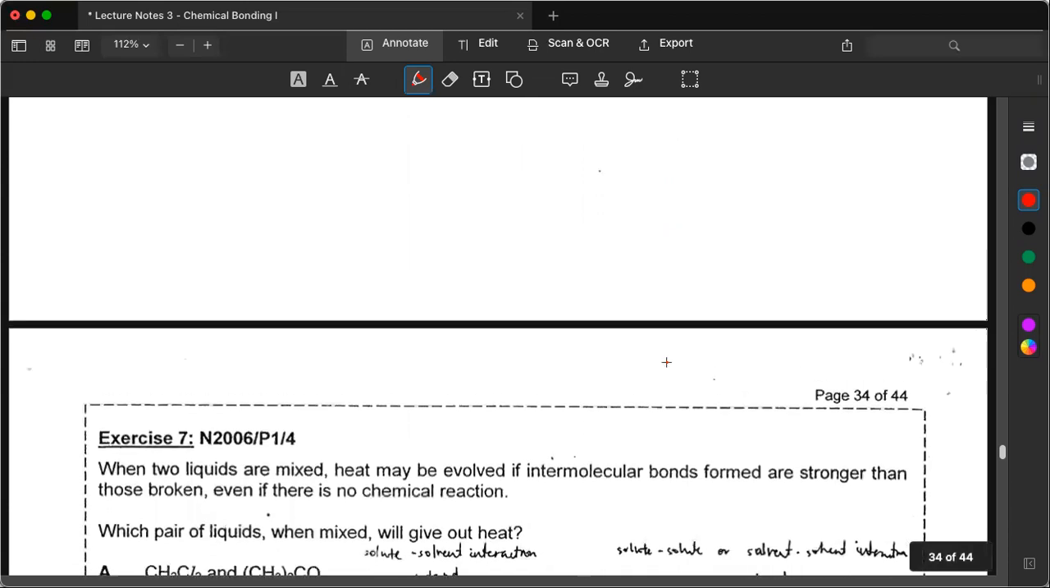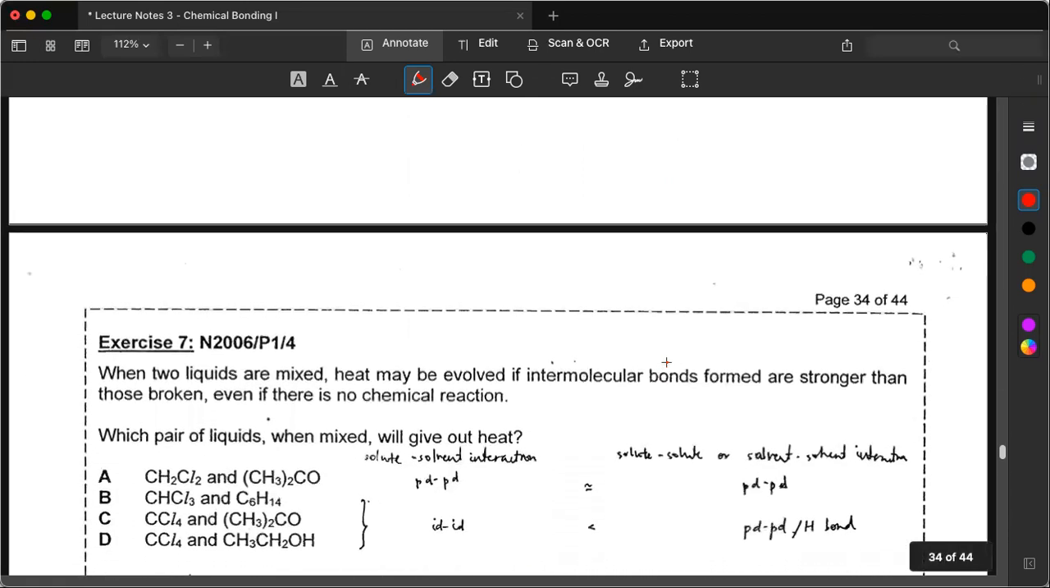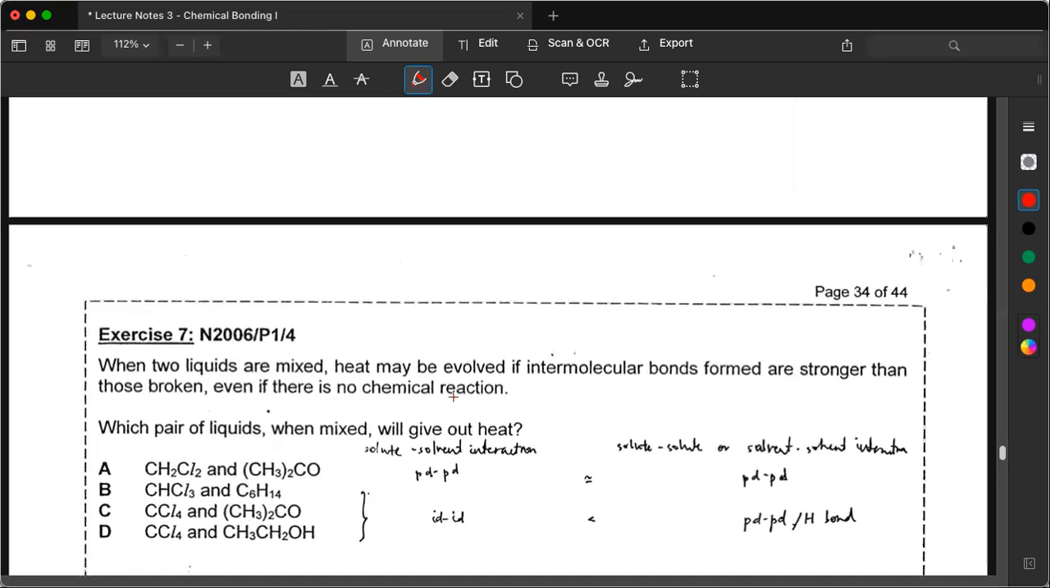Now, you can pause this video to examine this question before we go through the answer. When two liquids are mixed, heat may be evolved if intermolecular bonds formed are stronger than those broken, even if there's no chemical reaction. Which pair of liquid when mixed will give out heat, which means exothermic. So you have to ask yourself this question.